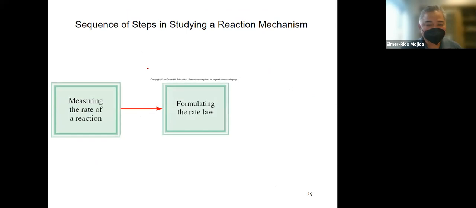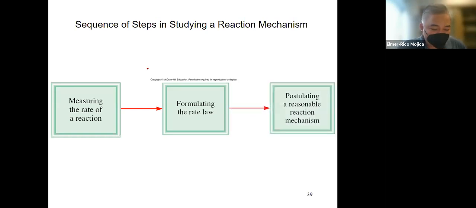So usually they just try to measure the rate of a reaction. And then based on that, they were able to determine the different elementary steps. So they found out the slow elementary step, and that's the rate determining step. And from that, they postulate a reasonable reaction mechanism.